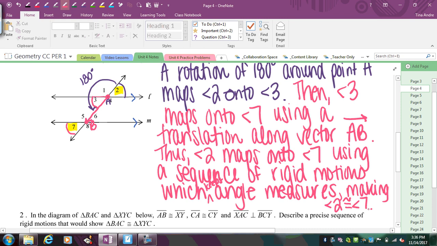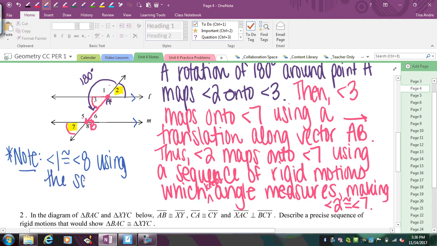So then similarly, I could show that angle 1 and angle 8 are congruent using the exact same approach. I could rotate angle 1 180 degrees onto angle 4, then I could slide angle 4 down onto angle 8 using that same vector. I'm not going to write it all up again, but I'm just going to make a note here that we could use the same approach. So I'm just going to say note, angle 1 is congruent to angle 8 using the same approach.